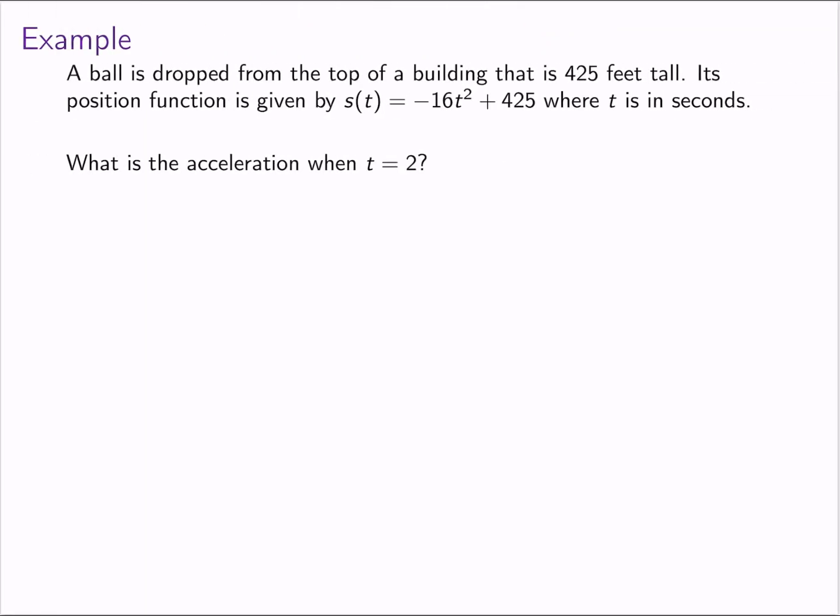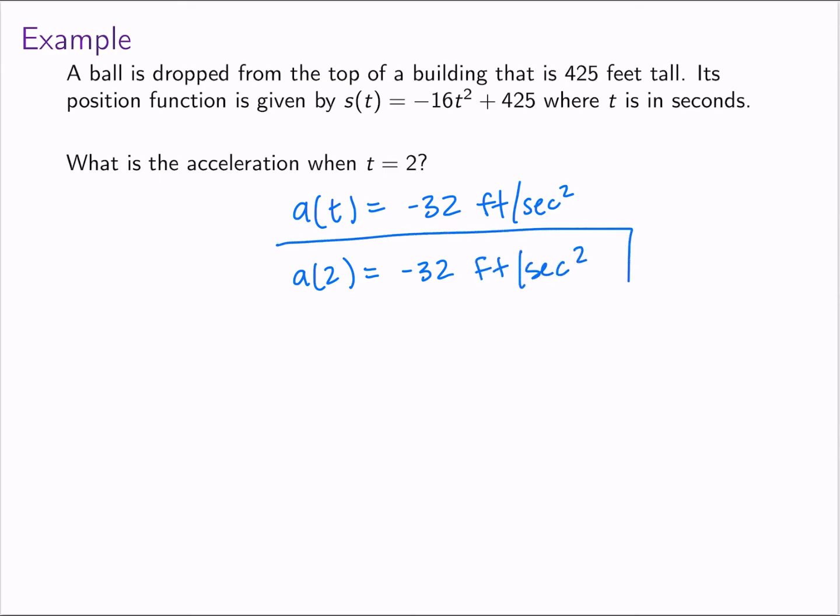So what is the acceleration when t equals 2? Well, my acceleration function, I just found out, was negative 32 feet per second squared. At time 2, there's nowhere to plug in that t, so this is just that constant function, negative 32 feet per second squared. So no matter what time we're at, over the whole domain of this function, we have negative 32 feet per second squared acceleration.